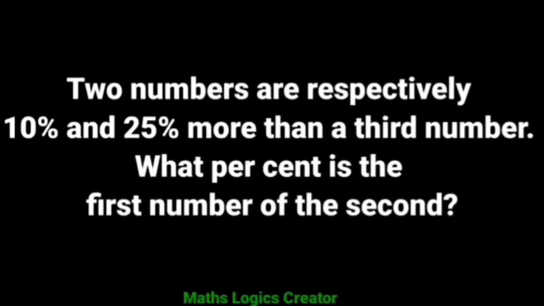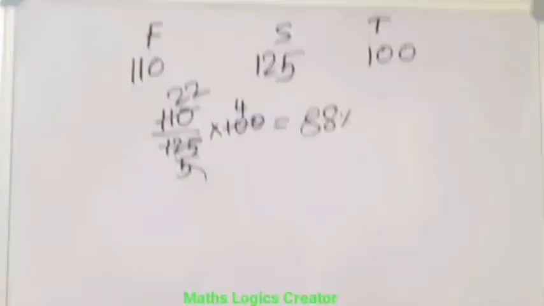What percentage is the first number of the second number? Okay, so let's treat the third number as 100, and the first number is 10% more and the second number is 25% more. So the third number is 100, and the first number is 10% more, meaning 110, and the second number is 25% more than the third number, so 125.